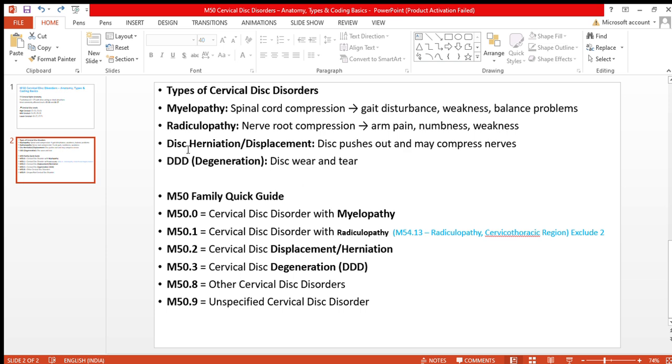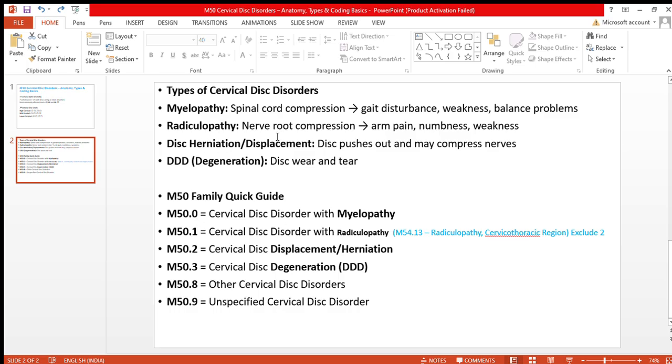First one is myelopathy. Myelopathy means the disc is compressing the spinal cord and the patient may have difficulty walking, weakness, balance problems like that. For cervical disc disorder with myelopathy, we look into the category M50.0.